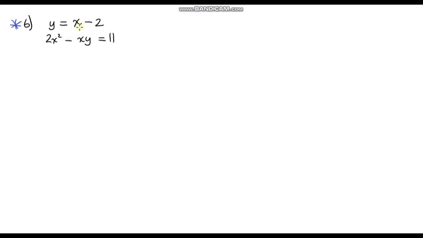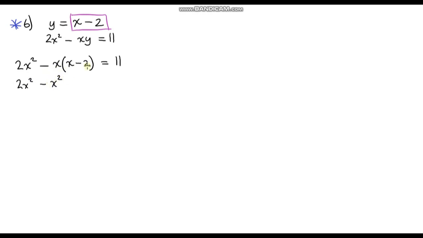Okay, we've approached the last question now, which I'm sure you'll all be relieved at if you have made it this far. We can see that y is equal to x minus 2. So again, let's substitute this value for y into our second equation. We have 2x squared minus x times y. We know y is x minus 2, so we're going to multiply x by x minus 2, and that equals 11. If we simplify this by expanding the brackets, we get 2x squared, now minus x times x, well, that's negative x squared.